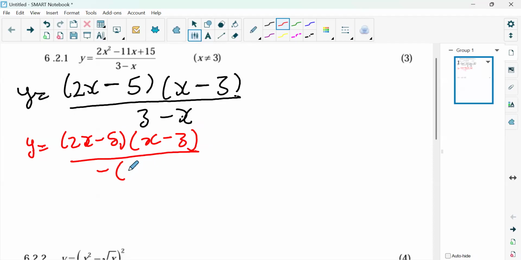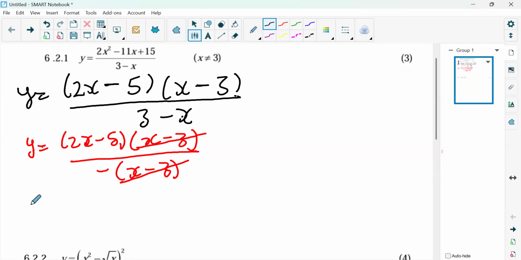Once we do that, whatever was positive is going to become negative, and whatever was negative is going to become positive. So in this case, we can write it as x minus 3. The 3 was positive, now it becomes negative. The x was negative, now it becomes positive. As you can clearly see now, there's something that looks alike on the denominator and on the numerator, so we're going to divide them out.